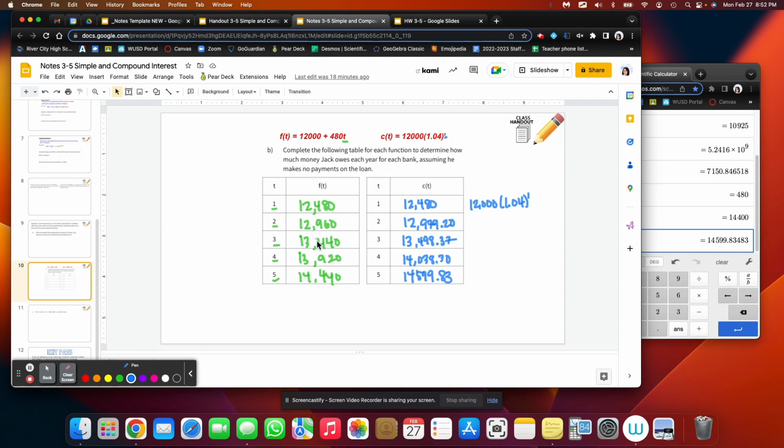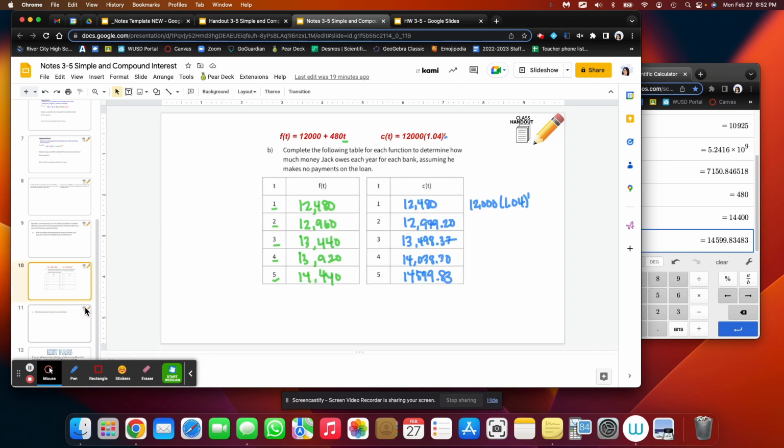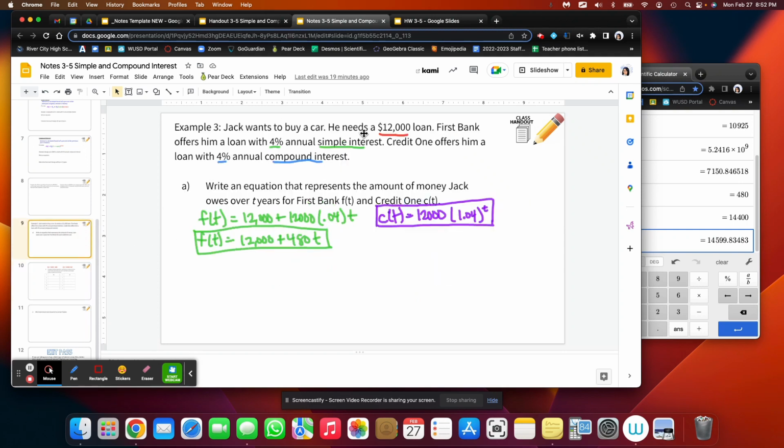So just to compare these, it looks like after 5 years, you would be owing more on your loan using compound interest versus simple interest. So last question is, which bank should Jack choose for his car loan? And we should explain. So if we look back here, we can see, like I said, you're going to end up owing more money for compound interest. So, which is the Credit One bank, which means that he should choose First Bank.